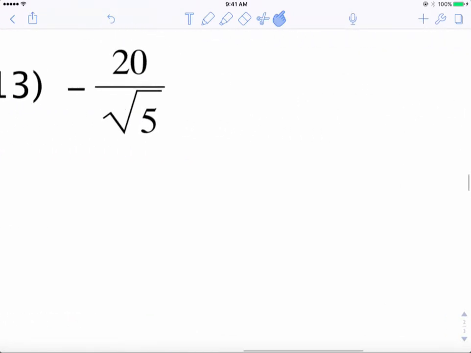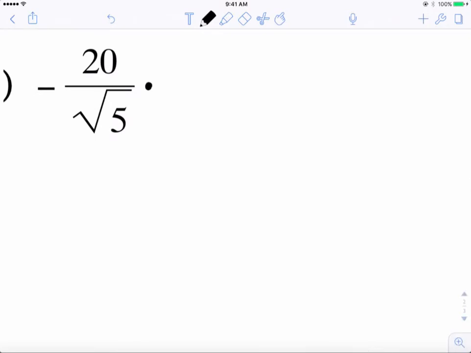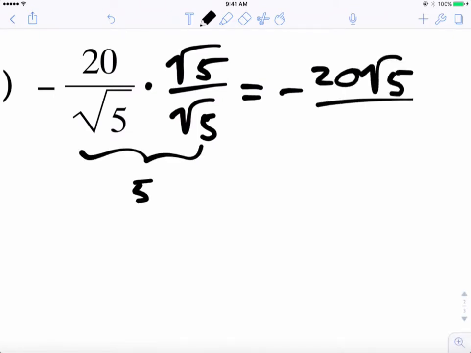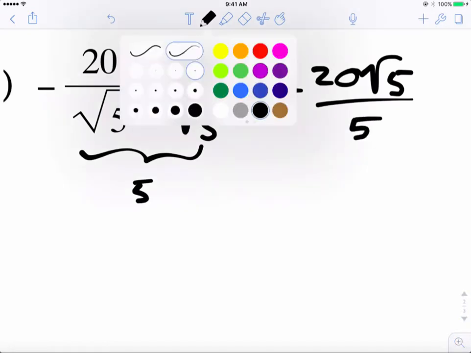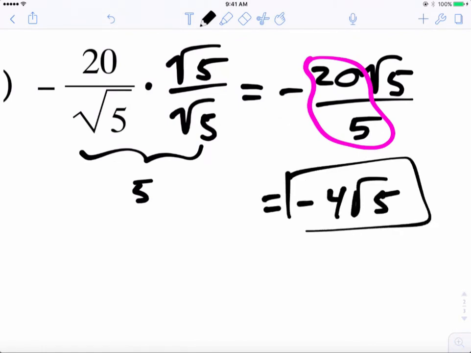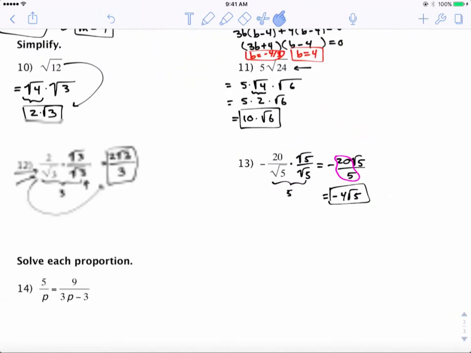Same idea over here. Let's go ahead and multiply by the square root of 5 over the square root of 5. So we end up with negative 20 times the square root of 5 all over 5. Now make sure at the end you check: we can reduce that into 4 over 1, so we end up with just negative 4 times the square root of 5. Fantastic. All right, just a few more.